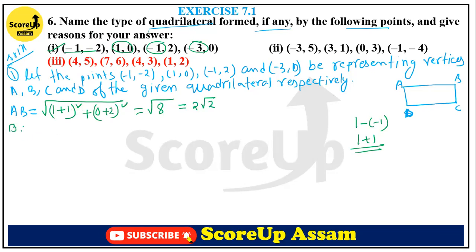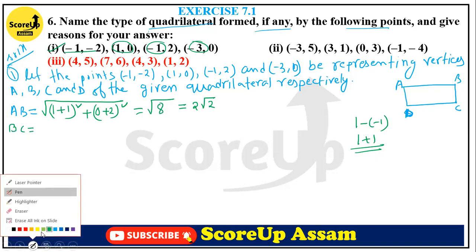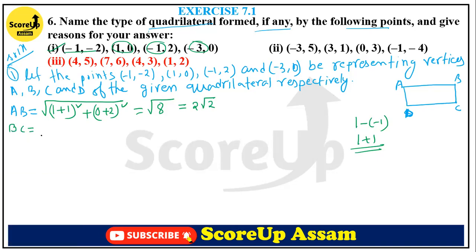Next, BC. BC is equal to what? This is our B, this is our C. So minus 1 minus 1, minus 1 whole square. 2 minus 0, it means 2 square. So it will be also ultimately root over 8. It will be also 2 root over 2. Okay. AB and BC, it is also root over 8.